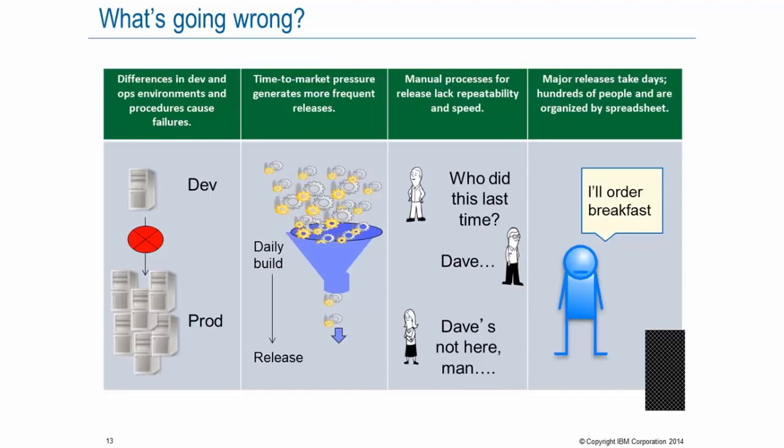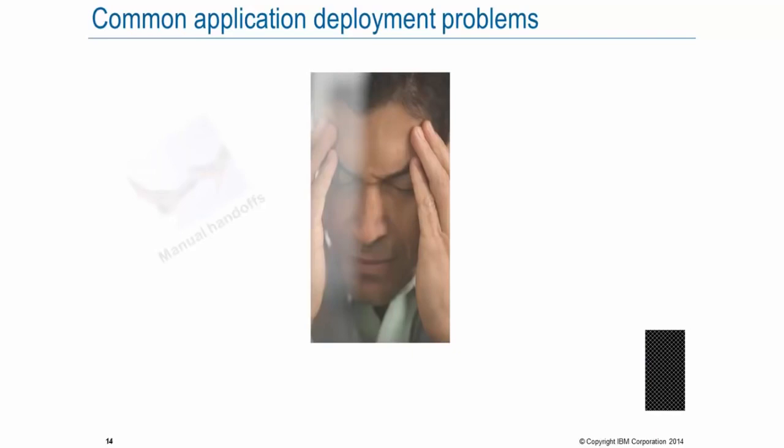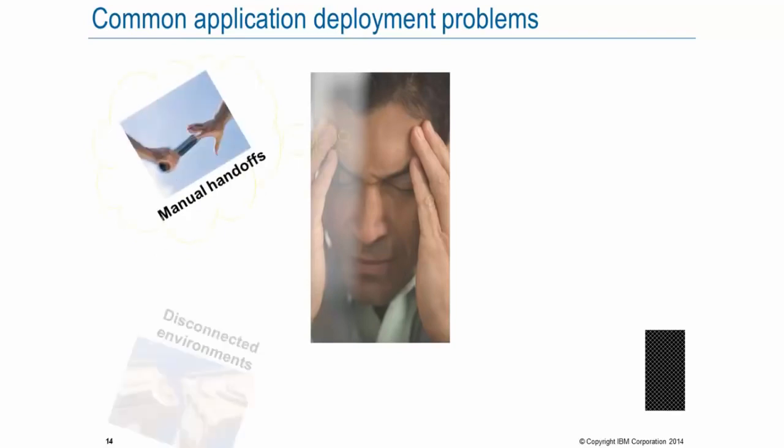Next slide. So this is just going to go through a common set of problems. There are manual handoffs between development and operations. There are disconnected environments between development and, say, operations, for example. There's lack of repeatability, basically the things I just talked about earlier, and cost and delays. This just shows some of the various problems of deployments that you're trying to solve.